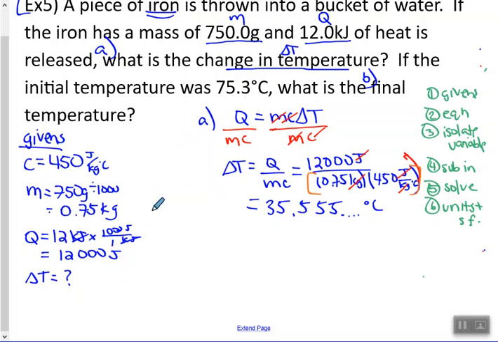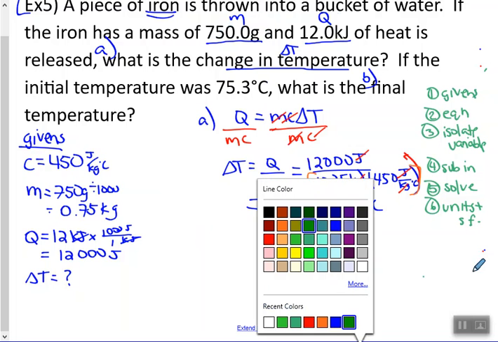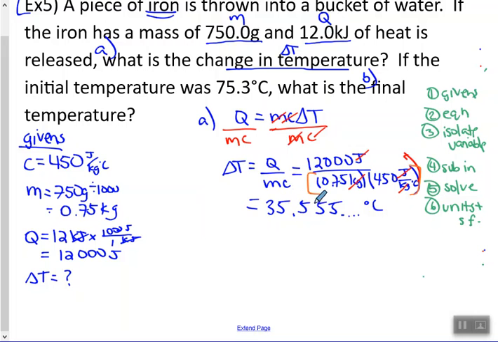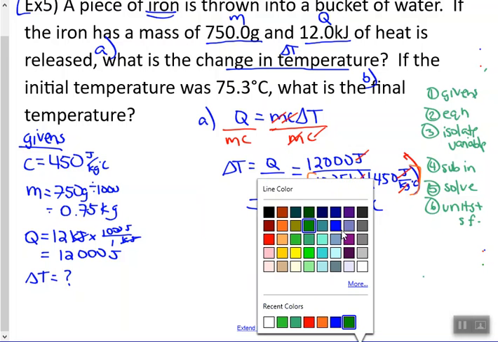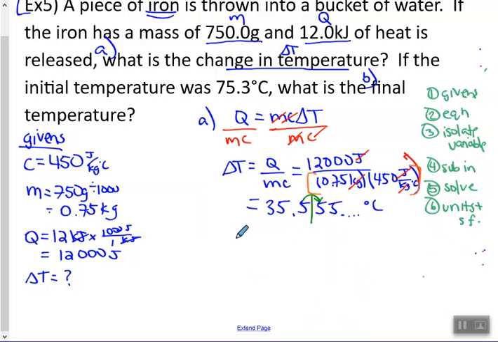Significant figures: the constant is not a factor, so we're not going to be using it. We'll be using our measured values. So 750 grams has 3 significant figures, so we need to round this to 3. 1, 2, 3, cutting off here, take a peek over the wall, that 5 will end up rounding up. So our change in temperature is 35.6 degrees Celsius.